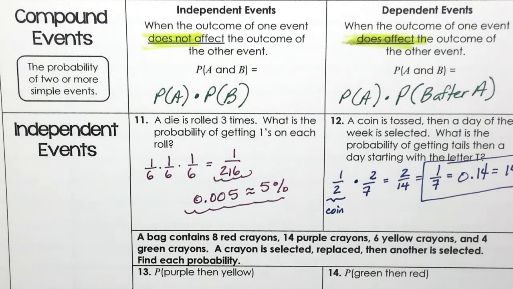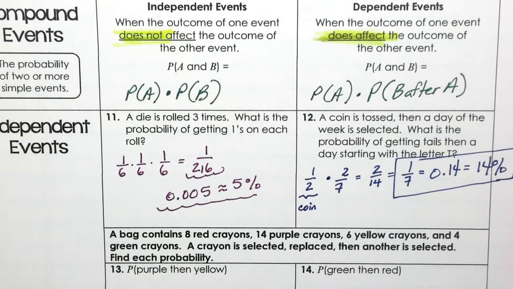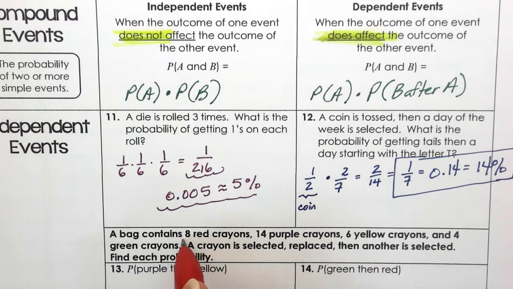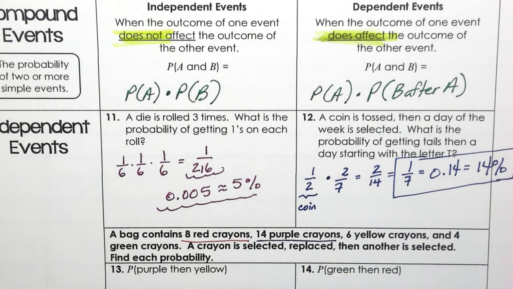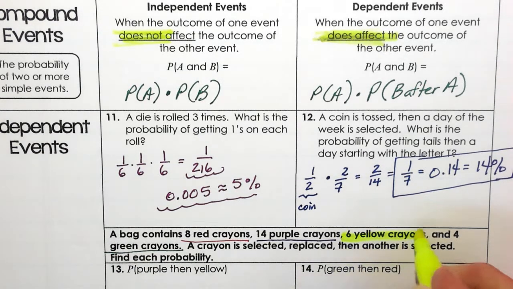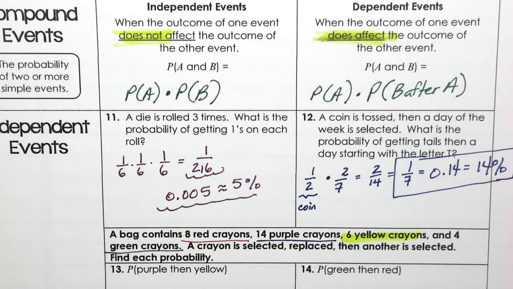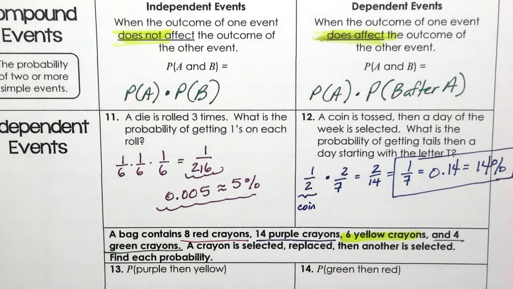Okay. Now let's look at more examples. We have a bag of red crayons, purple crayons, yellow crayons, and green crayons. You do have to figure out how many total crayons you have. So we know we have 4 green. We had 6 yellow. I'm just going to highlight the 6 in yellow. 14 purple. And we had 8 red.